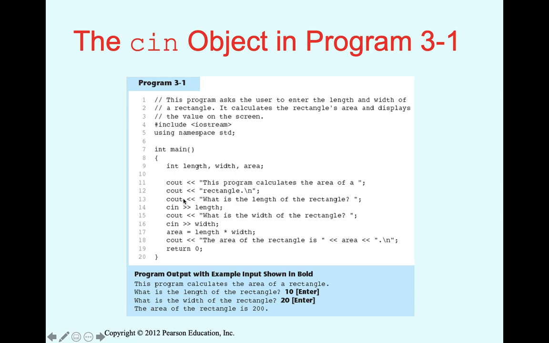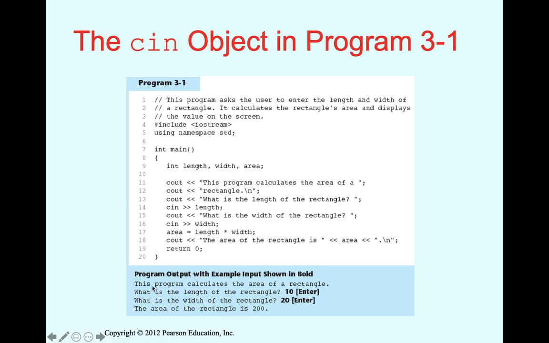In the cout, it was pointing to cout. In the cin, it's pointing to the variable name. So we want to read input and store it in length. That's why it's pointing to the length. And then we write another command, what's the width of the rectangle? We make cin and it's pointing to the variable width. So we read the length and the width from the user, and then we do some assignment for the area, and then we print the area. So this is how we can write cin.